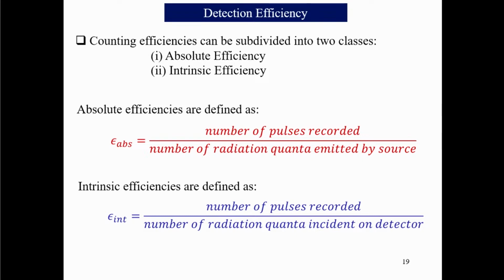For example, if 100 radiations are incident on a detector, how many are actually detected is that kind of factor. So, let us understand here absolute efficiency and intrinsic efficiency; we define it in these two terms. Absolute efficiency is the ratio of the number of pulses recorded to the number of radiation quanta emitted by the source.